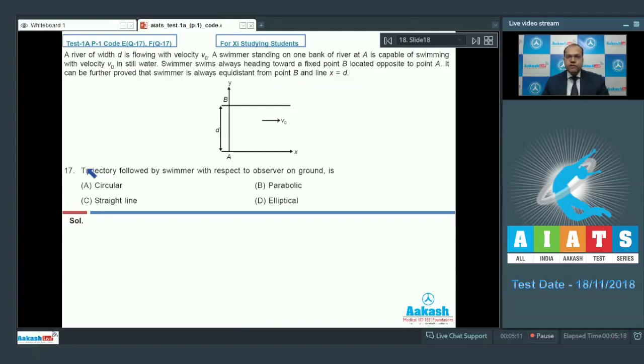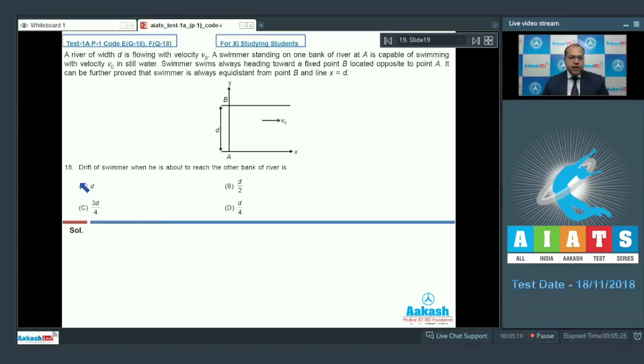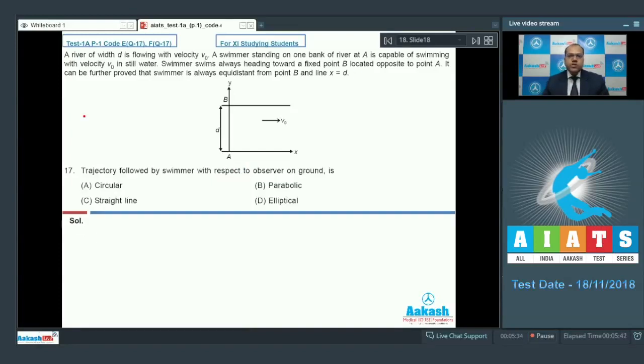In question number 17, we have to find out the trajectory followed by the swimmer with respect to an observer on the ground, and in question number 18, we have to calculate the drift of the swimmer when he is about to reach the other bank of the river. In the given question, there is a catch, and here it is given that the swimmer is always equidistant from point B and the line x equal to D.